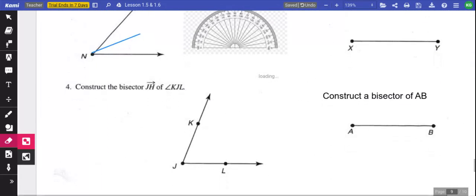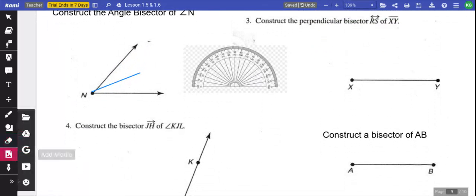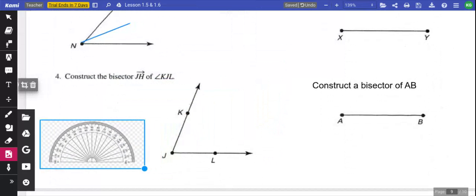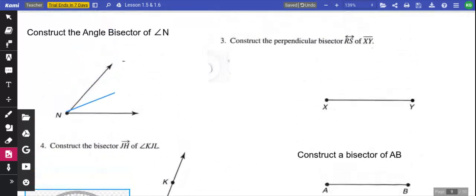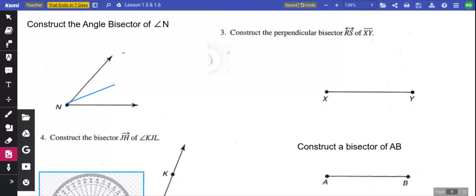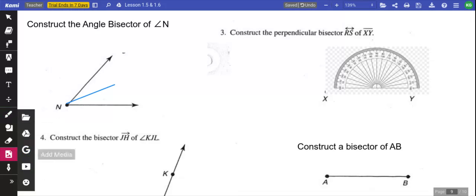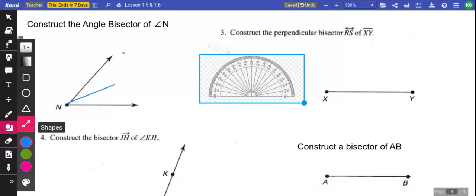Here's another angle bisector one. So again, I would just take this image, move it down here. I'd have to trace it first, figure out the angle measure and cut it in half. I'm going to need my ruler for these other 2. And this one actually needs both my ruler and my protractor because it wants the perpendicular bisector.